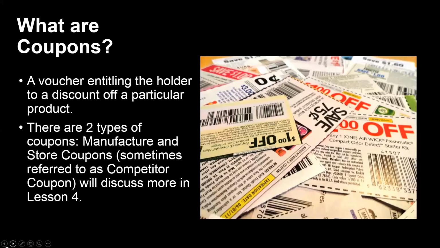What are coupons? Coupons are a voucher entitling the holder to a discount off a particular product. There are two types of coupons: manufacturer and store coupons, sometimes referred to as competitor coupons. We will discuss more in lesson 4.